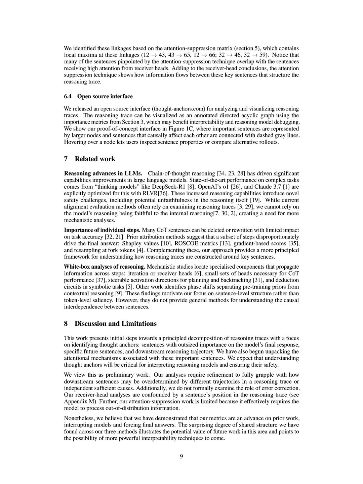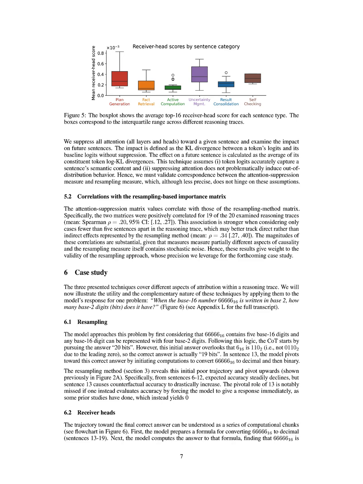The limitations encountered while applying our proposed methods include the need for refinement in understanding how downstream sentences may be overdetermined by various trajectories in a reasoning trace or independent sufficient causes. Additionally, our analyses of receiver heads are confounded by the position of sentences within the reasoning trace, which may affect the interpretation of their importance. The attention suppression method is also limited, as it requires the model to process out-of-distribution information, potentially leading to inaccuracies.